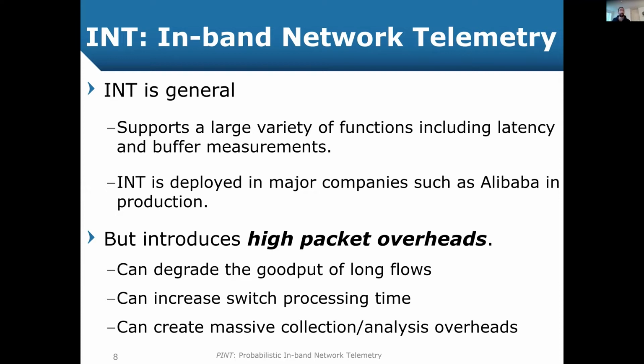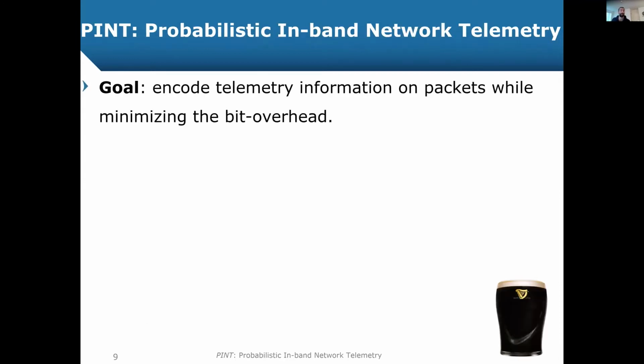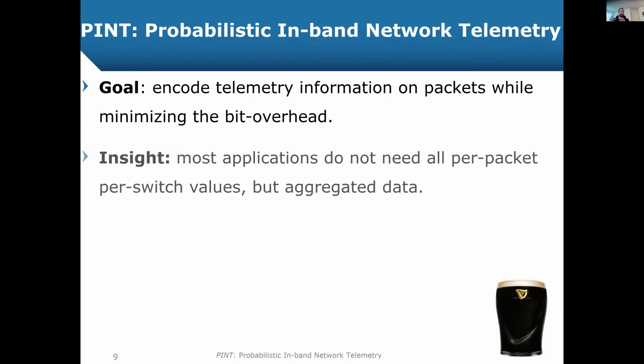To that end, we proposed PINT, or probabilistic INT. The goal of PINT is really to collect the information that we care about, while minimizing the bit overhead. And our insight in PINT, the reason why we think we can improve over INT, is that in many cases, we don't actually need all of the information that INT collects. We don't need all of the per-packet, per-hop information. We need some aggregated form of it, and this is what PINT gives us.